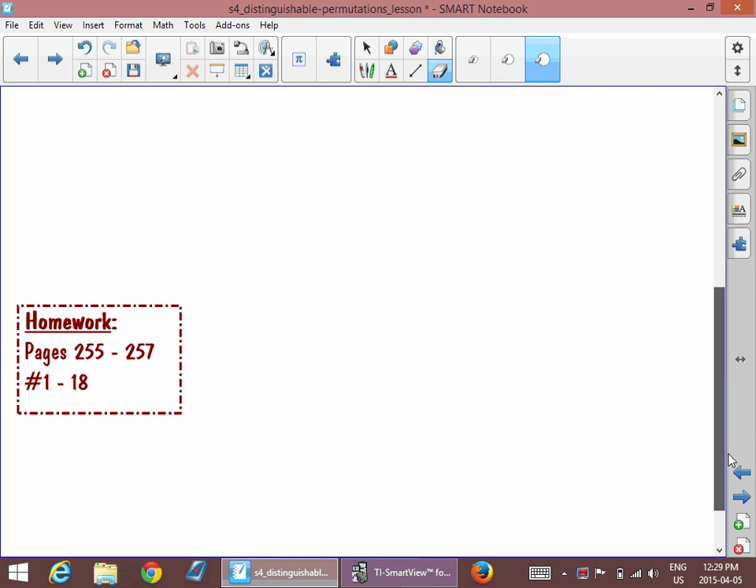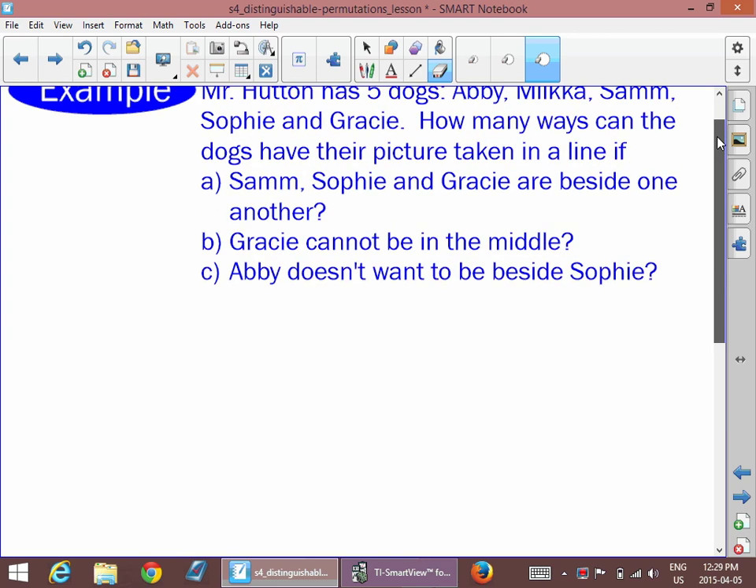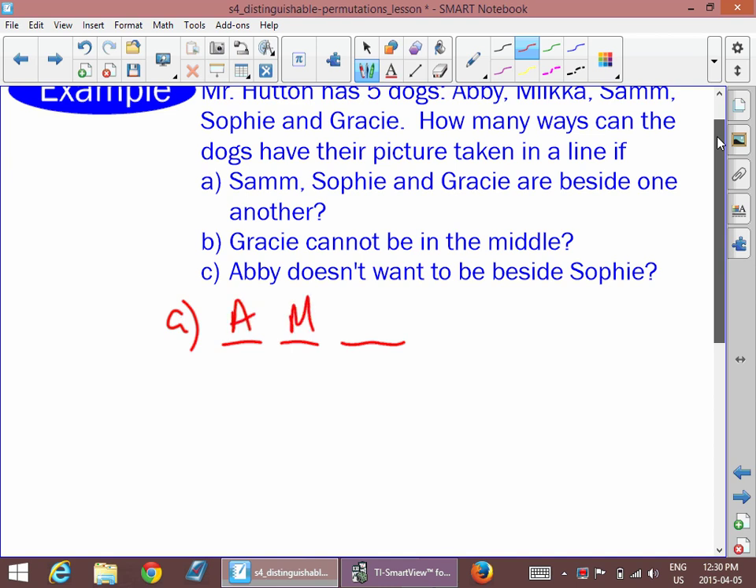Here we go. Now you've seen the theory behind it, but here's the idea. You have 1, 2, 3 things. One of these units is Abby. One of these units is Mika. One of these units is the 3 dogs. Now, we have 3 things we're trying to order.